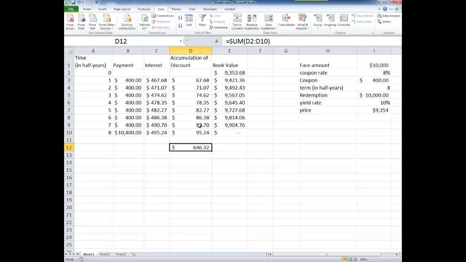So that's going to always be the sum of this column. And I call this column, instead of calling it the principal, I call it the accumulation of discount.